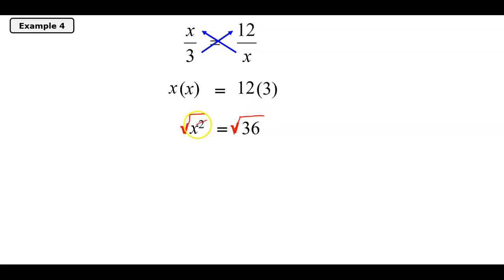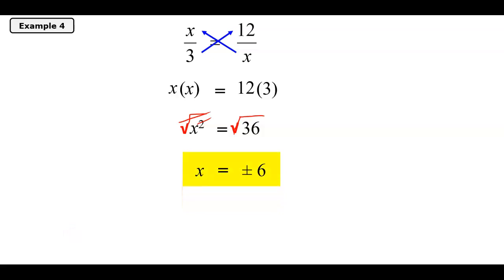So the square root and the square cancel out. Here's the question. What's the square root of 36? What times itself is 36? It is 6. Okay, cool. But it's not just 6. It's also negative 6.